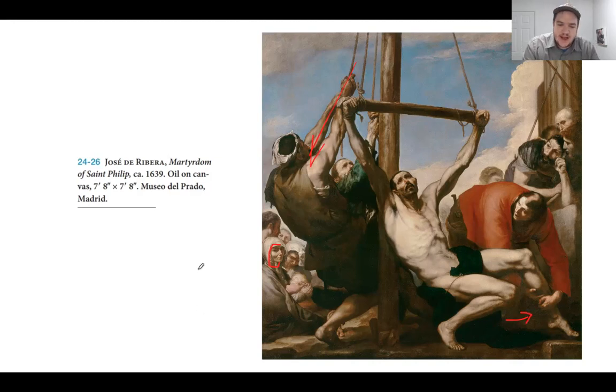Yeah, and these are non-idealized figures. They're very natural looking. This guy looks like he works on a boat or something.